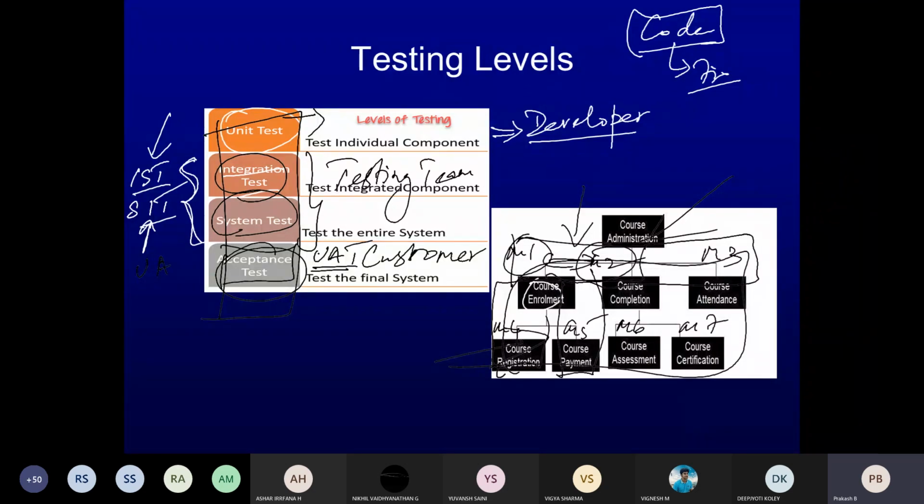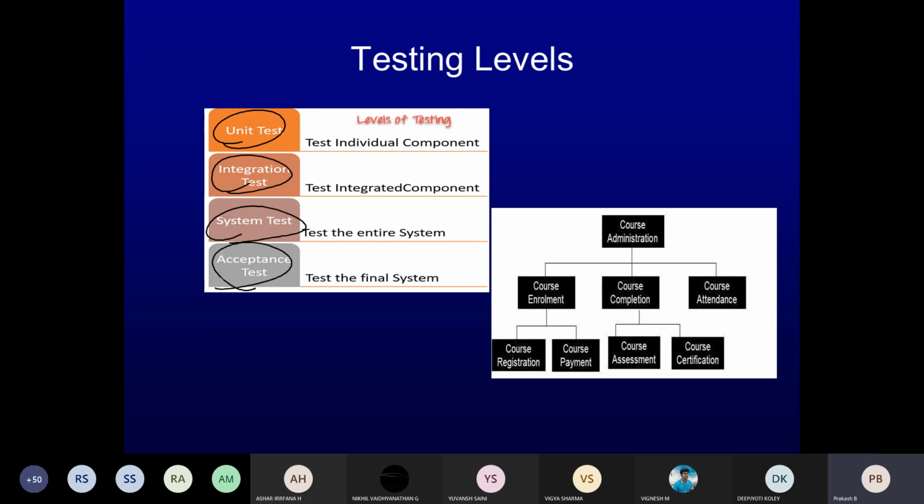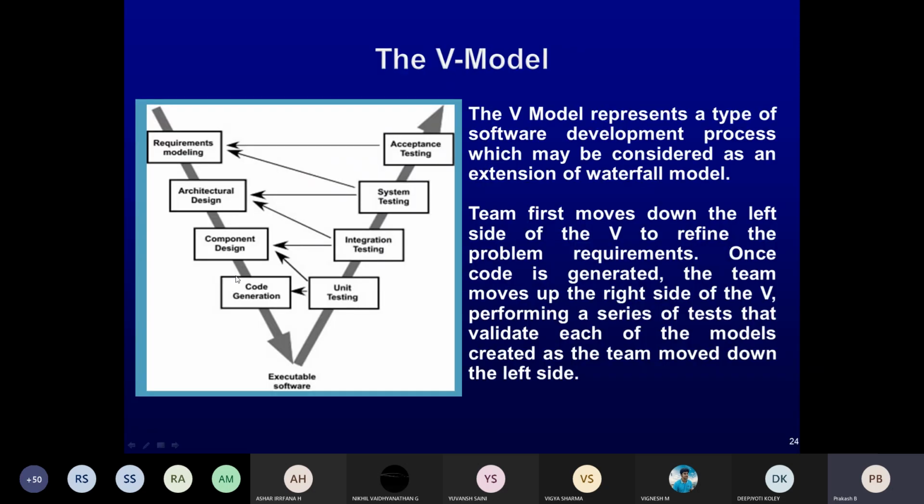Now why do we need all this information? Based on this understanding, we will move on to the V model. When we talk about this, unit testing is for individual modules, integration testing is for more than one module, system testing is for the entire system, and acceptance testing is for your application. Now we will see the V model.